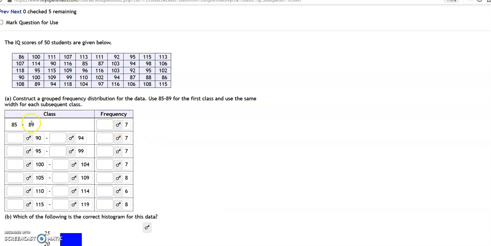How many are between 85 and 89? I'm not going to actually do it, but there are 7 of these numbers. You just count how many are between 85 and 89. There's 7 of them. How many are between 90 and 94? If you count them, there must be 7 of those. How many are between 95 and 99? There's 7 of those. So 7's a popular answer. How many are between 100 and 104? 7 of those. How many are between 105 and 109? 8 of those. So finally something different, okay?